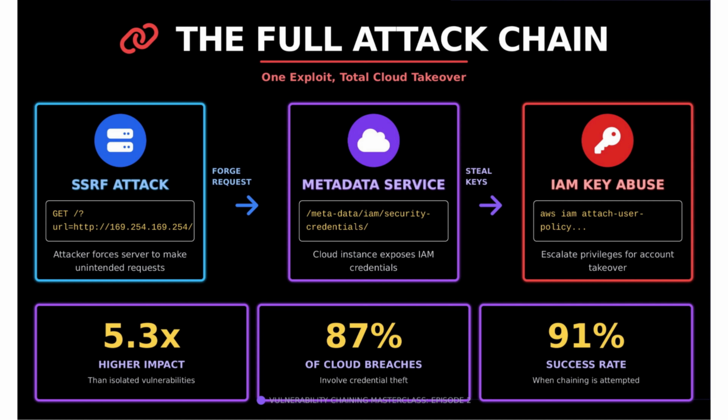Let's connect the dots. Step 1. SSRF lets the attacker forge requests. Step 2. Metadata spills the IAM keys. Step 3. IAM keys are abused to escalate privileges and full account takeover. Research shows that chaining like this succeeds over 90% of the time, with more than 5 times the impact of isolated bugs. This is why defenders must think in chains, because attackers already do.